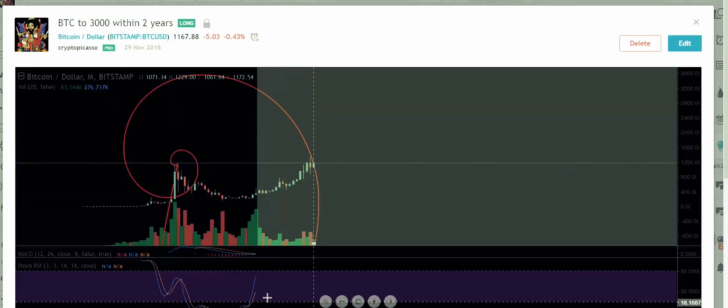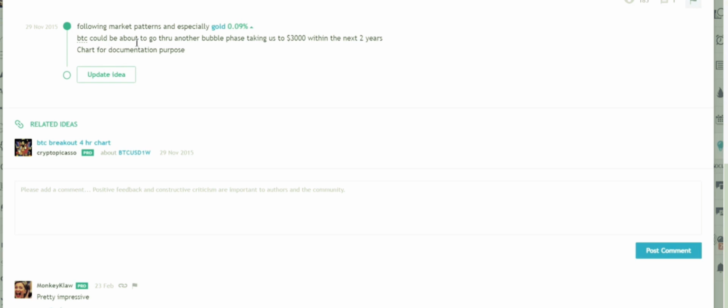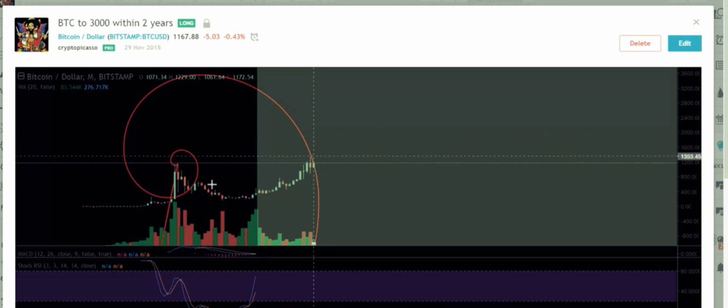So this chart was basically just made for documentation purposes. Basically go through another bubble phase, taking us to about 3,000. It wasn't to lay out all the Elliott waves in here. We played those on smaller time frames. But just to show you that you're going to see things way before other people see them. But stick to your analysis.